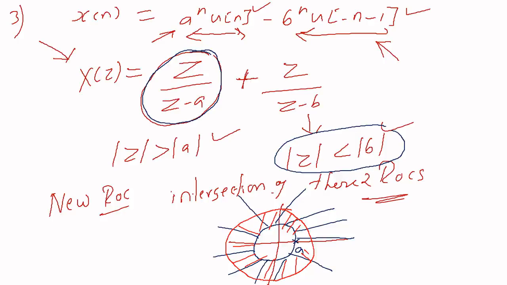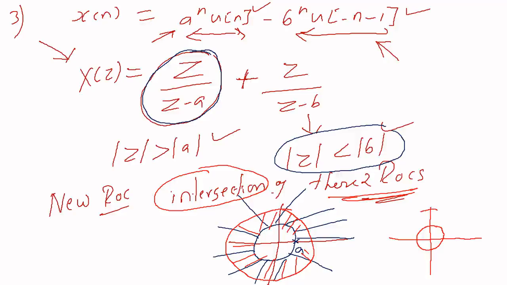But what is the resultant ROC? Resultant ROC is the intersection, the common part of these two ROCs. So what will be the new diagram? The resultant ROC will be something like this. Very, very interesting diagram. Region of convergence is nothing but a ring. It looks like a diamond ring, right?